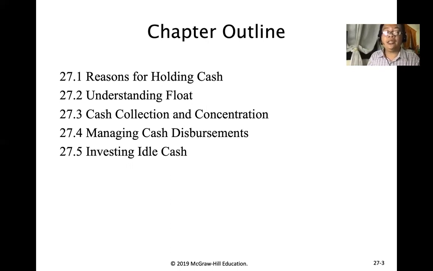27.2 is also understanding the float. What do you mean of float? 27.3, cash collection and concentration. 27.4 is how you manage your cash disbursement. And the last is investing or idle cash.